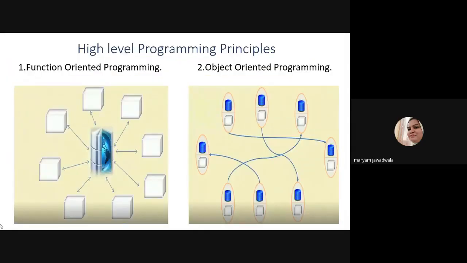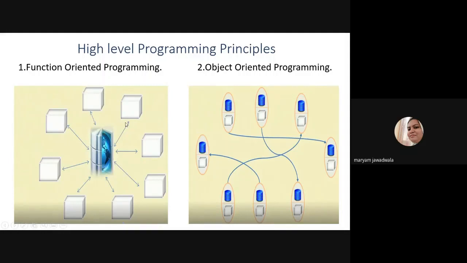Now we are going to discuss the high level programming principles, right? High level programming principle means your third generation programming language is divided into two categories. First one is function oriented programming and second one is object oriented programming, right? So what is function oriented programming? This concept is very important, students. Please pay attention.